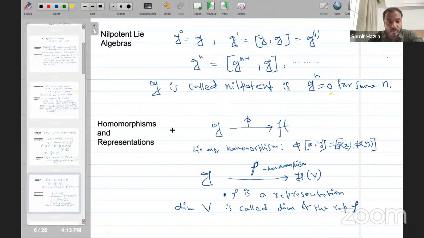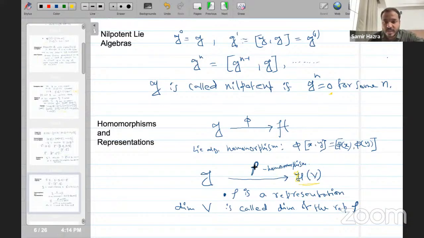Okay. So now homomorphisms. If we have two Lie algebras, a linear map phi in between them is called a Lie algebra homomorphism if this happens. So basically, phi of the bracket [x, y] is the bracket of phi(x) and phi(y). Okay. So we have seen that gl(V) is a Lie algebra. This is the Lie algebra of linear maps, where the bracket is the commutator using the composition.